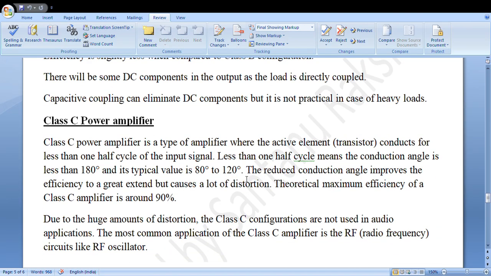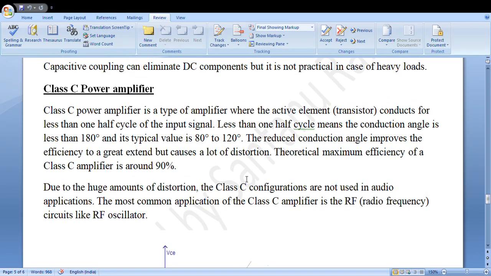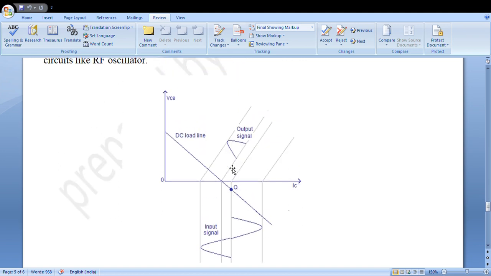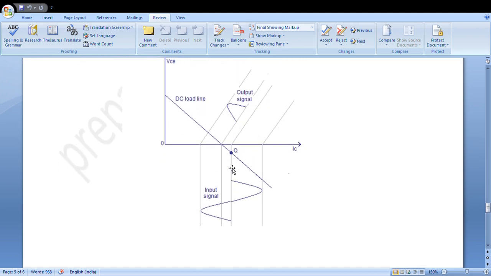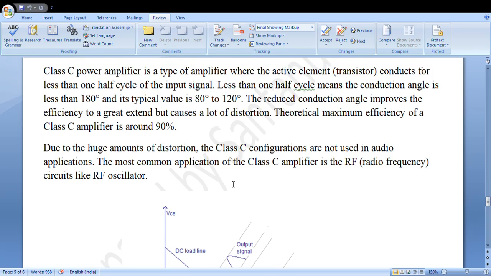Now let us talk about the fourth one, the class C amplifier. A class C amplifier gives an output for even less than 180 degrees. That means if you give a sinusoidal input of 0 to 360 degrees, you will get an output which is even less than 0 to 180 degrees. Typically, we get an output in the range of 80 to 120 degrees in a class C amplifier.